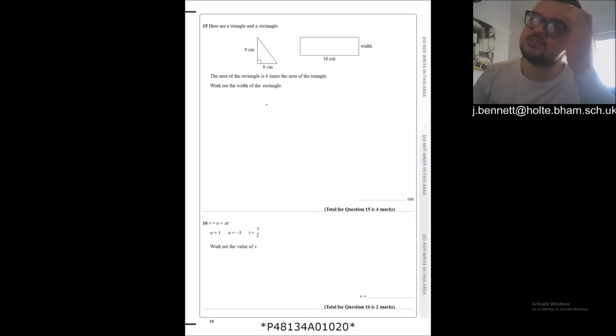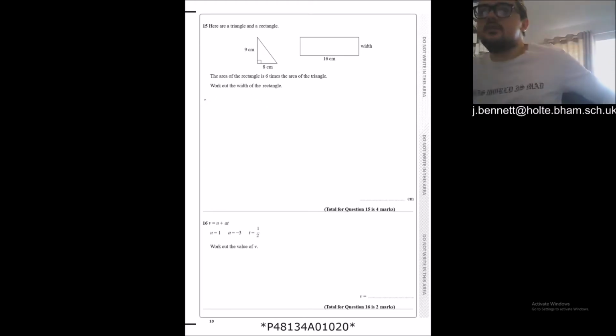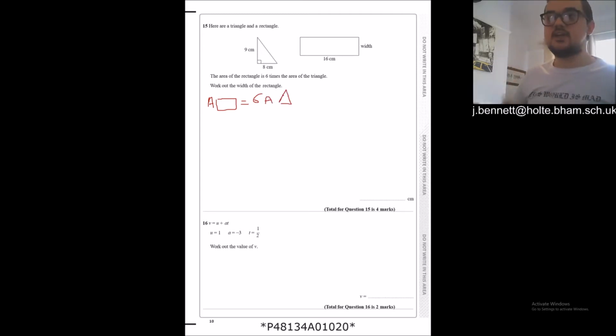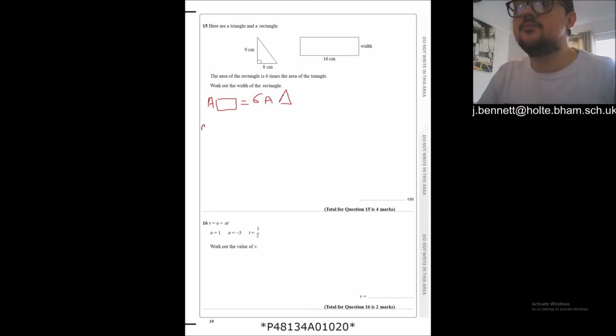Right, so we know that the area of our rectangle is 6 times the area of our triangle. How do you work out the area of a triangle? Base times height over 2. So the area of our triangle is 8, because 8 is our base, times 9, because that's our height, divided by 2. Now let's simplify that as 4.